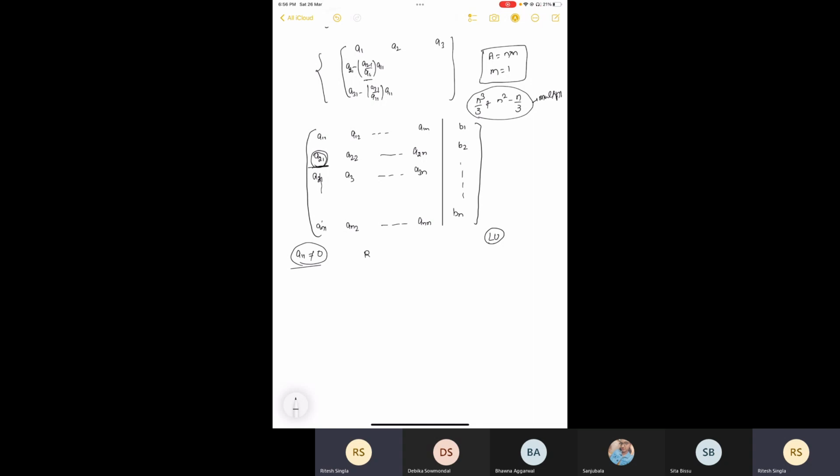So what do I do? R2 minus A21 upon A11. This is just one real number, so it will be counted as just one. You will not count it as A21 times R1 and then dividing by A11. No. We are multiplying R1 by this entry, A21 by A11. So this is one multiplication. Is it clear?